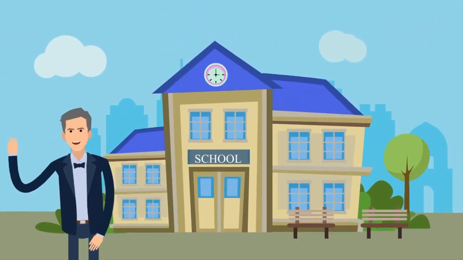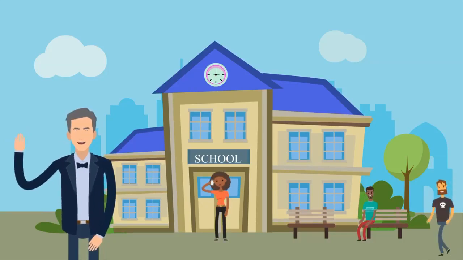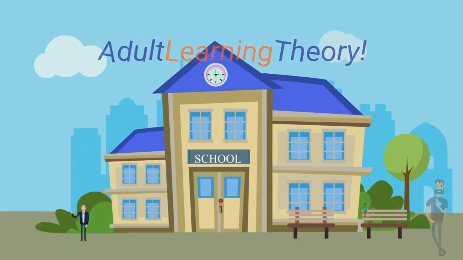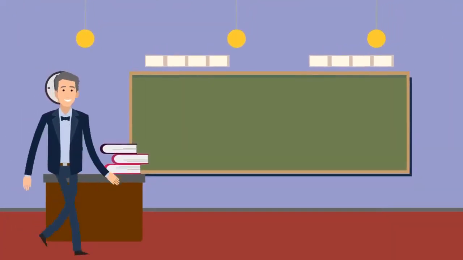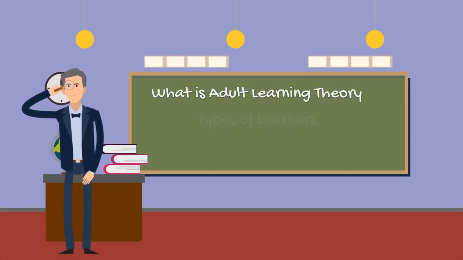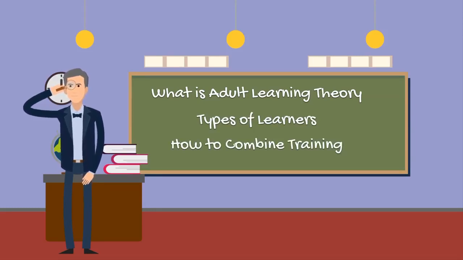Welcome to this video. Today we will explore the basic components of how adults learn and train through a method called adult learning theory. Here, we will review the following. What is adult learning theory? Types of learners, and how to combine training that will benefit each learning style.